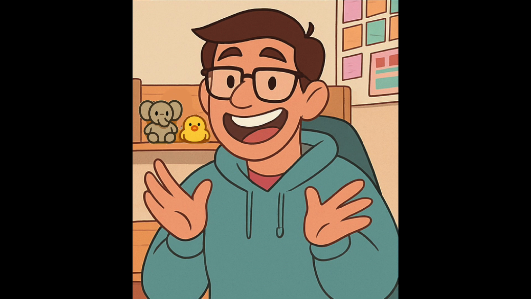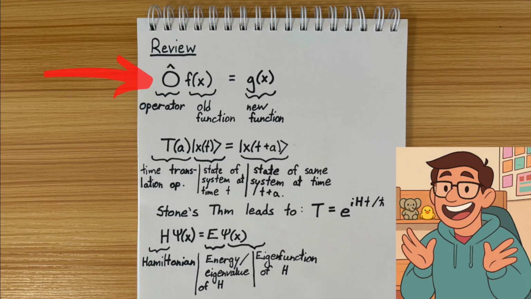We've just gone over a whole lot of information all at once, so let's rewind and review what we've discussed so far. An operator is a mathematical device that turns one function into another function. The time translation operator T is a special kind of operator that takes the function describing some physical system at some time t and turns it into a function describing that same system but at a different moment in time, specifically t plus a. Stone's theorem tells us that the time translation operator capital T is equal to e to the power of i H little t divided by h bar, where H, the Hamiltonian, is a different operator. We call H the generator of T.